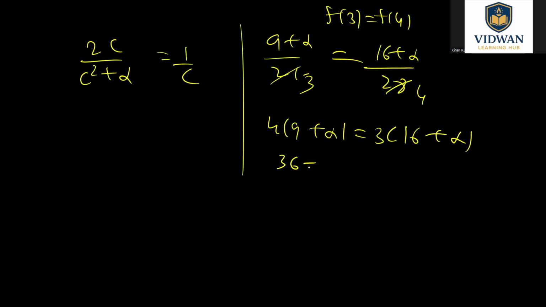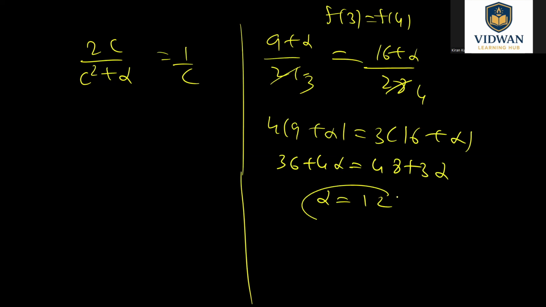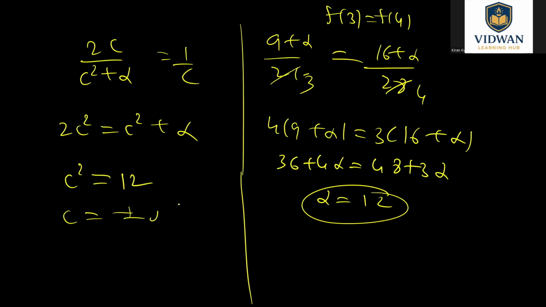So 36 plus 4 alpha is equal to 48 plus 3 alpha. So alpha is 12. From here, alpha is 12. Put that alpha value. So 2c square will be equal to c square plus alpha. c square is equal to alpha, which is 12. So c is plus or minus root 12.